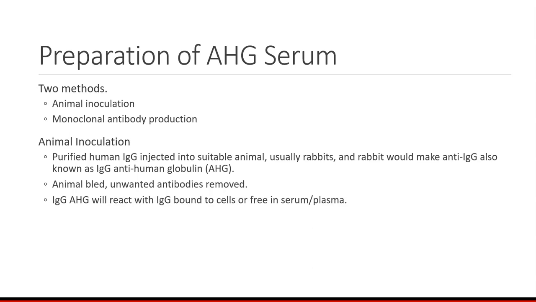The IgG-AHG will react with IgG bound to cells or free in serum or plasma. I want to say that again, because if you have a serum sample and you've incubated the cells with it and you're looking for IgG antibodies, you have to thoroughly wash, because otherwise any free-floating IgG antibodies present will neutralize the anti-human globulin serum, causing a false negative.